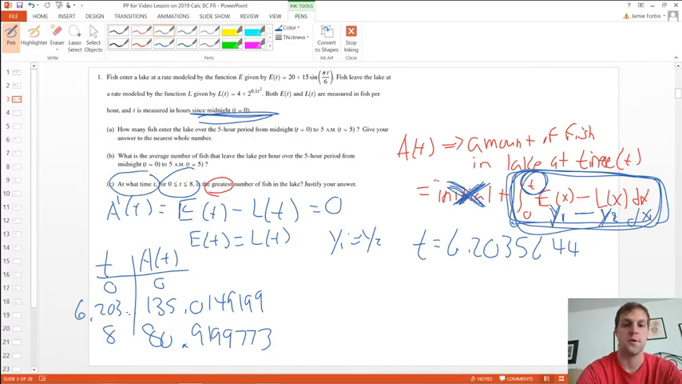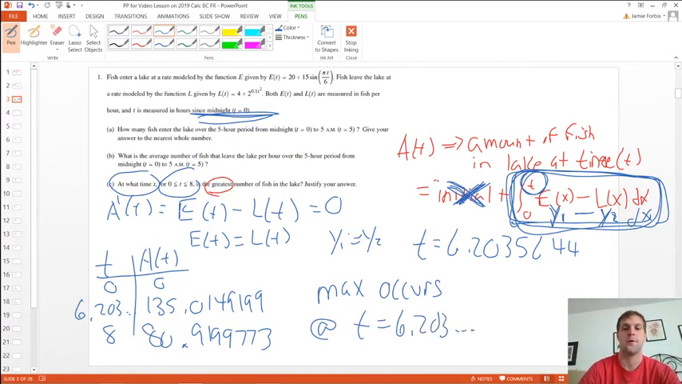So on the interval 0 to 8, the question asks at what time the maximum occurs, it didn't ask what the max value was. So the max occurs at time equals 6.203. Okay, so there's your answer. And there's my justification: I found the critical point by taking the derivative of my amount function, setting it equal to 0 and solving, and then I checked my endpoint. So that's all the justification you need.